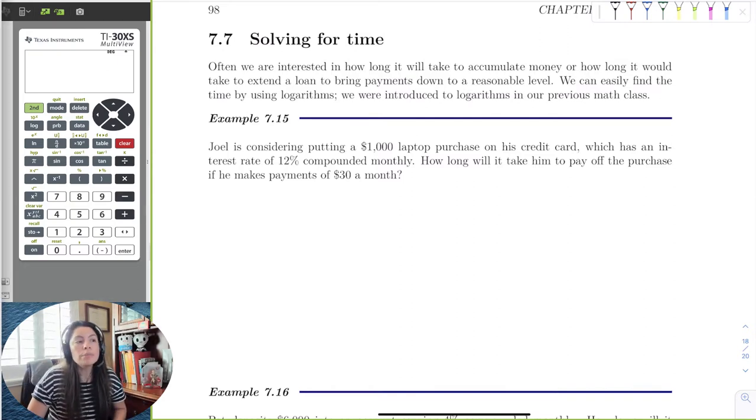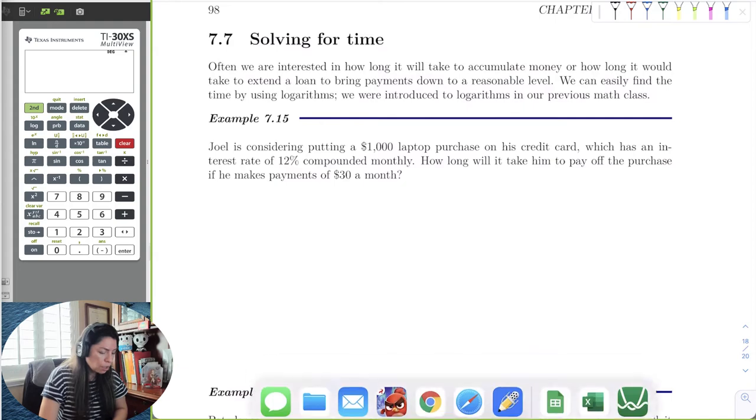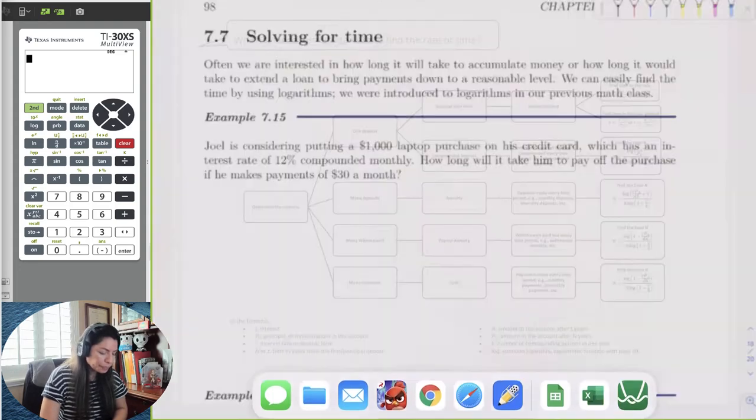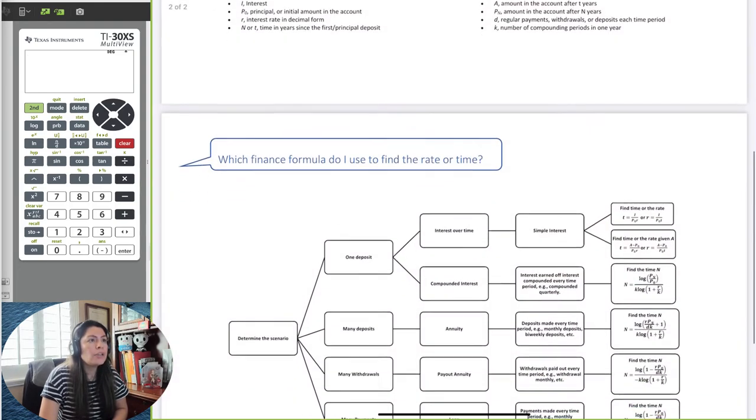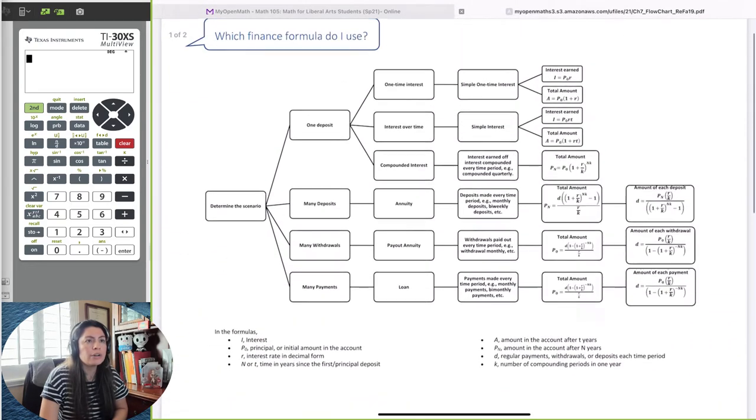So I think the most important thing to realize here is the scenario. So we're either going to have many payments, many deposits, many withdrawals, one deposit, one-time interest, right? So we have all these scenarios, but in order to do this section, we really need to determine the formulas and the scenarios. So I made this flow chart, and it should be in your folder for chapter 7. And you can click it, and you can see that it's a two-page handout, and it's a flow chart.